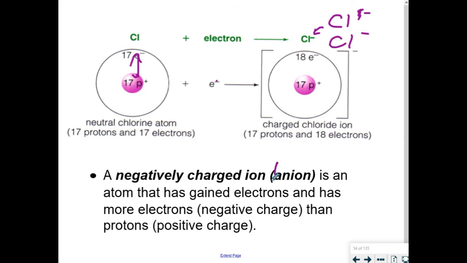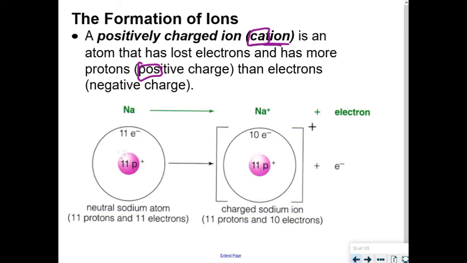The name we give for that then is anions. Anions have more negatives than positives. Cations have more positives than negatives. Okay. So that's one of the slides I skipped over just for terminology.